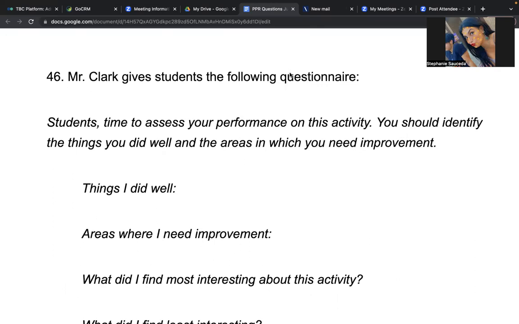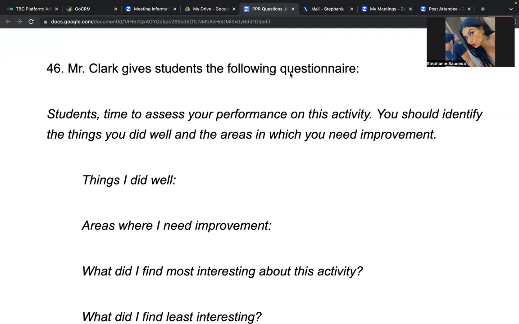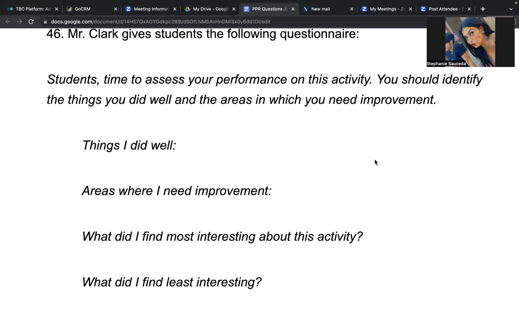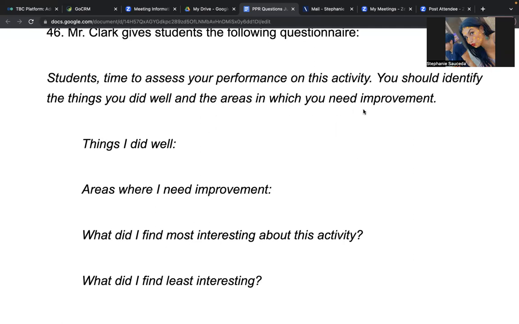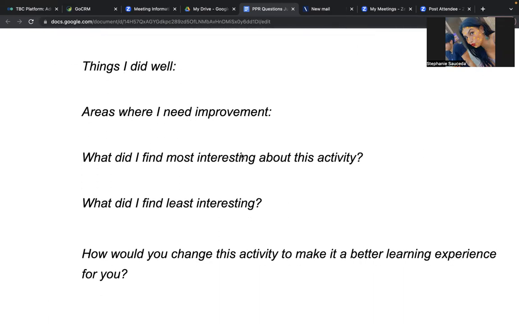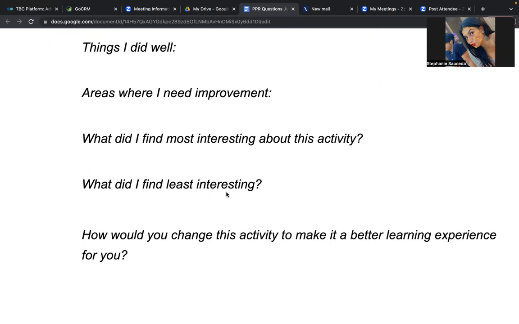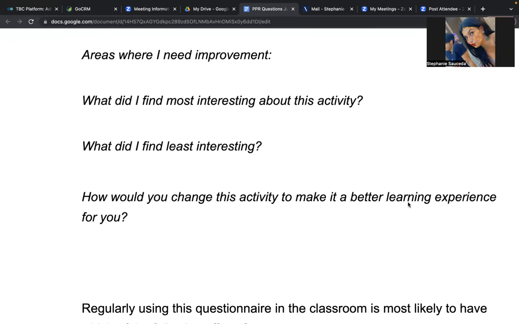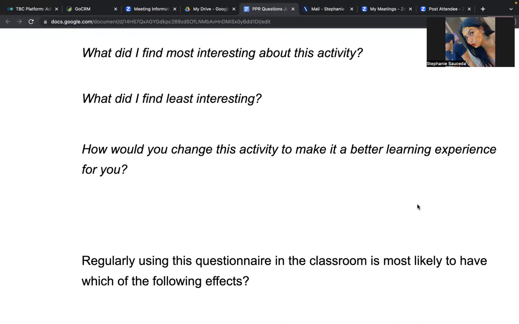All right. Oh, I believe this is the last one, and I'll type it out as we do it. So, Mr. Clark gives students the following questionnaire. Students, time to assess your performance on this activity. You should identify the things you did well and the areas in which you need improvement. Things I did well, areas where I need improvement. What I find most interesting about this activity, what I find least interesting. How would you change this activity to make it a better learning experience for you?